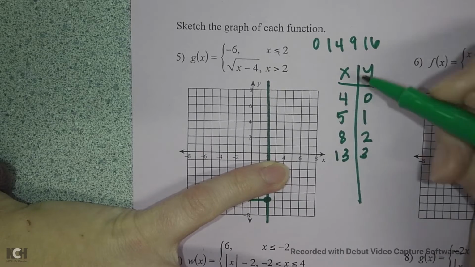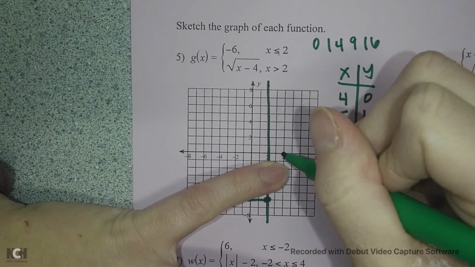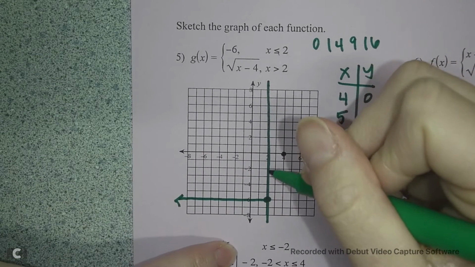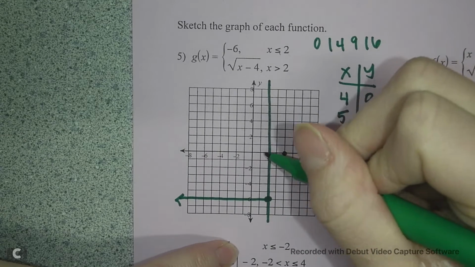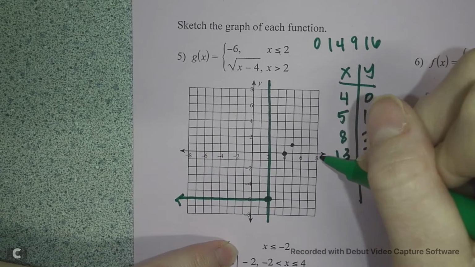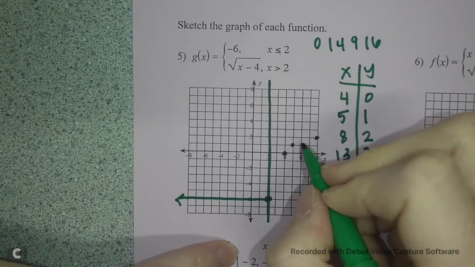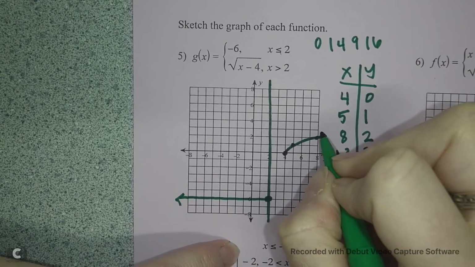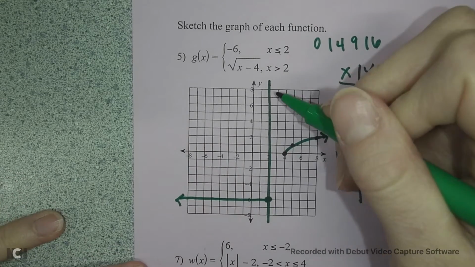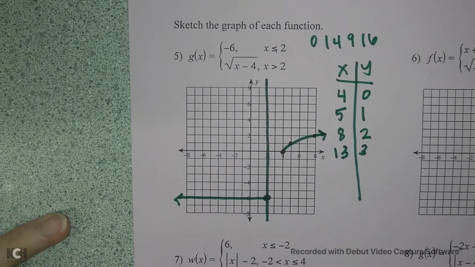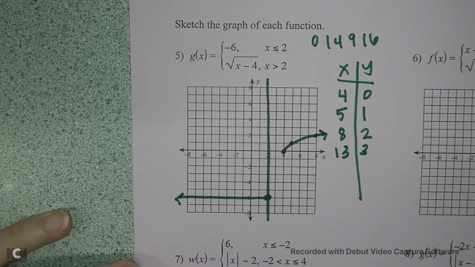My first dot will be at 4, 0, which is here. So I don't have an open dot here because my graph cannot go negatively. And then I have a dot at 5, 1, at 8, 2, and that's all I can graph. So there's a gap, and there's my curvy. But if it would have been on the line, it would have had to be an open dot. Okay, let's do number 7.